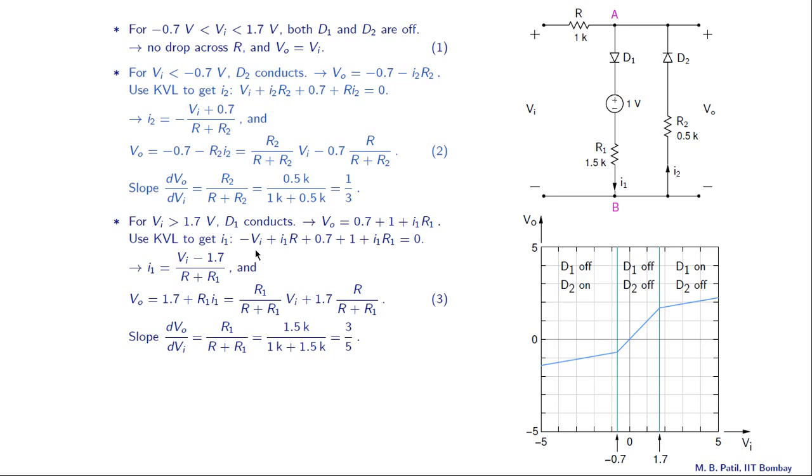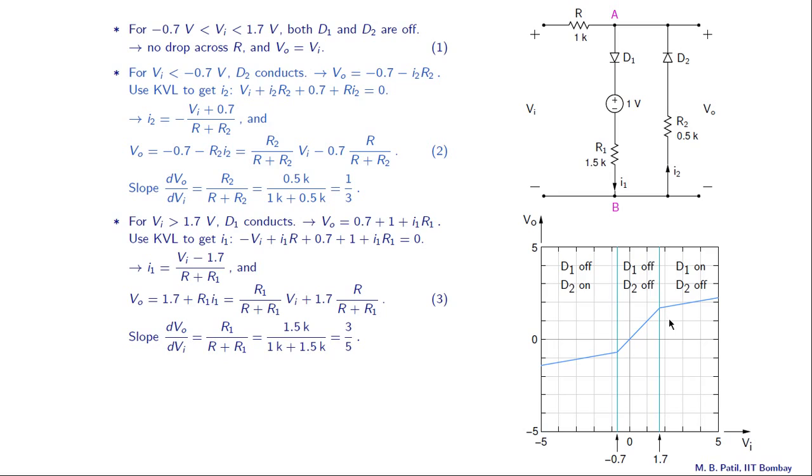And we can solve this equation for I1. I1 turns out to be Vi minus 1.7 by R plus R1, and we can now substitute this I1 back over here and get VO. So VO finally is R1 by R plus R1 times Vi plus 1.7 times R by R plus R1. Now the slope in this region, dVO dVi, is given by this factor here. R1 is 1.5k, R is 1k, so therefore the slope turns out to be 3 by 5.